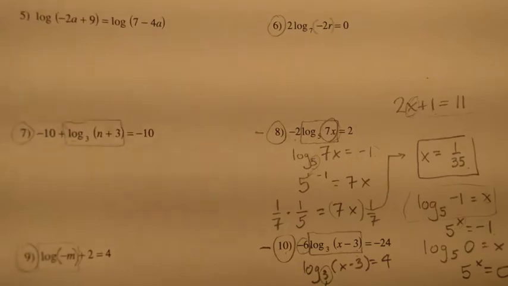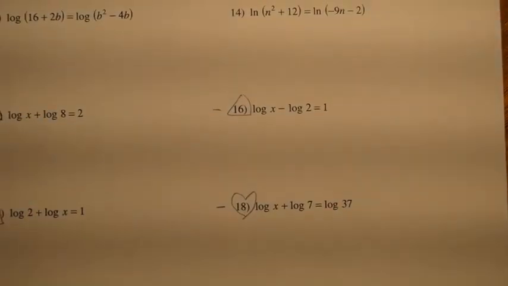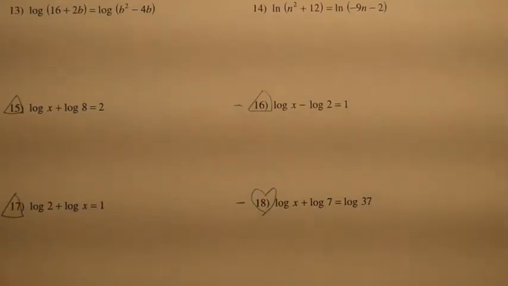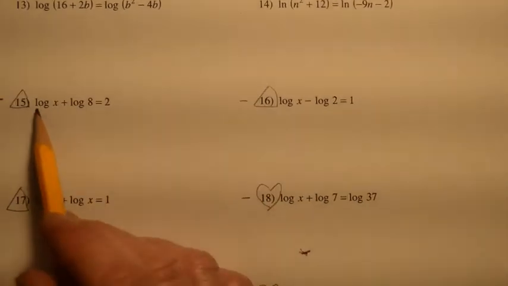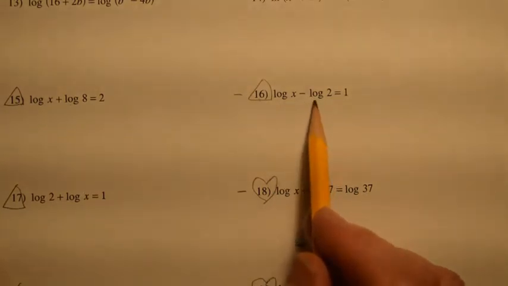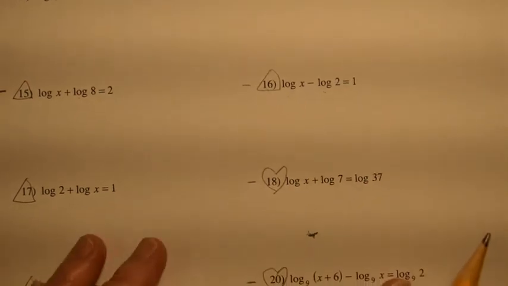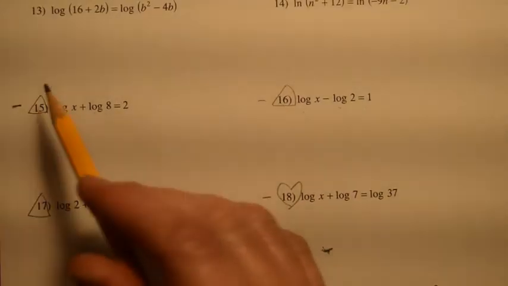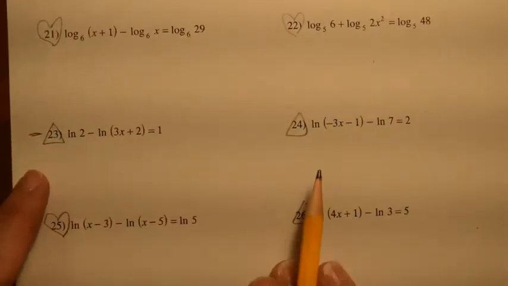Okay, let's take a look at the next page because we are moving into the third type of log problems on this sheet. And this third type, what we call the triangle type, is 2 logs either added together or 2 logs subtracted from each other, and it's set equal to a number. All right, so let's take a look at 15 and 16, and then down here, problem 23.